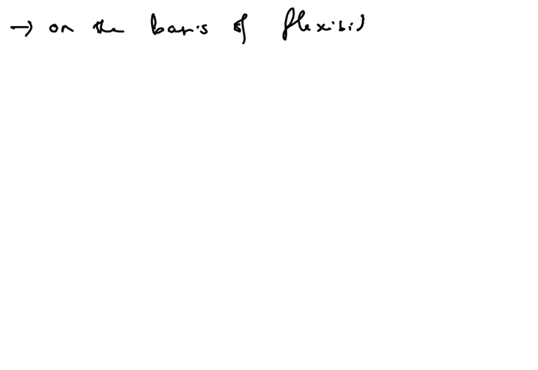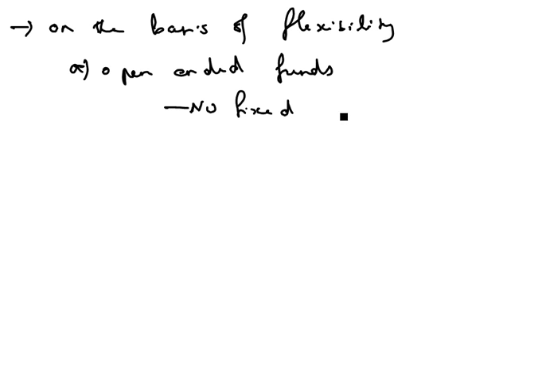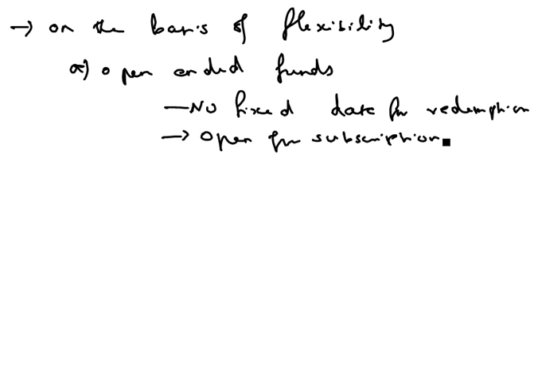On the basis of flexibility, we have open-ended funds. What are open-ended funds? Open-ended funds are the funds that do not have any fixed date of redemption. That means there is no particular date for maturity. They are open for subscription throughout the year, and the prices are linked to the daily net asset value. They are more liquid from the investor's perspective, because you can redeem any day and buy any day. So in that way, it is better.